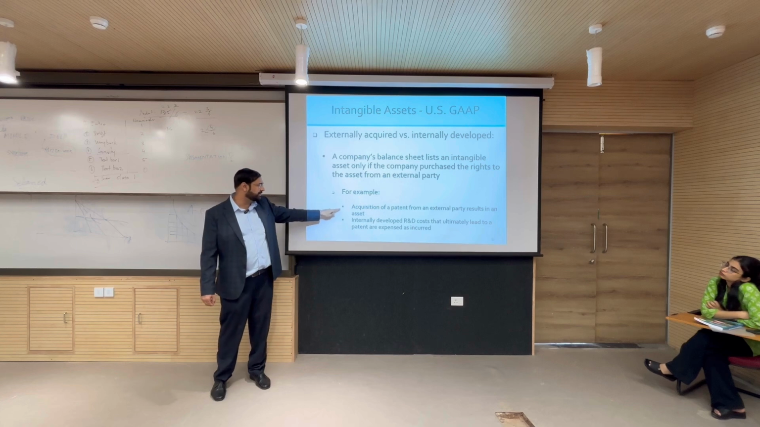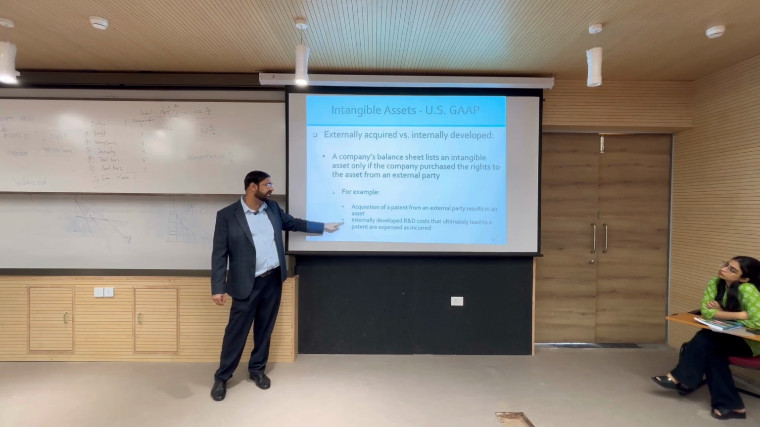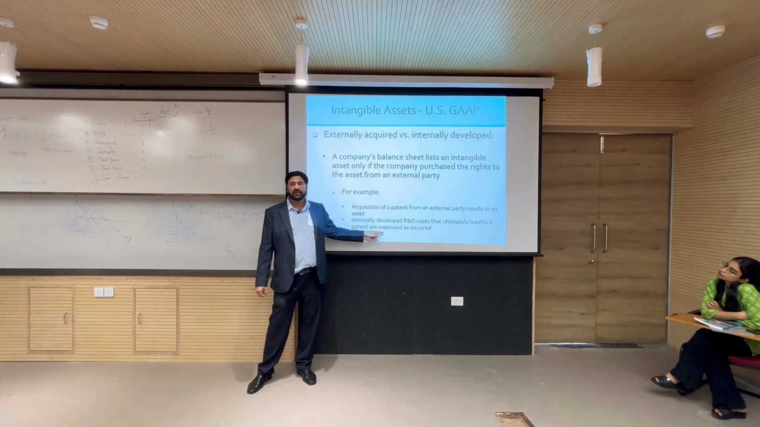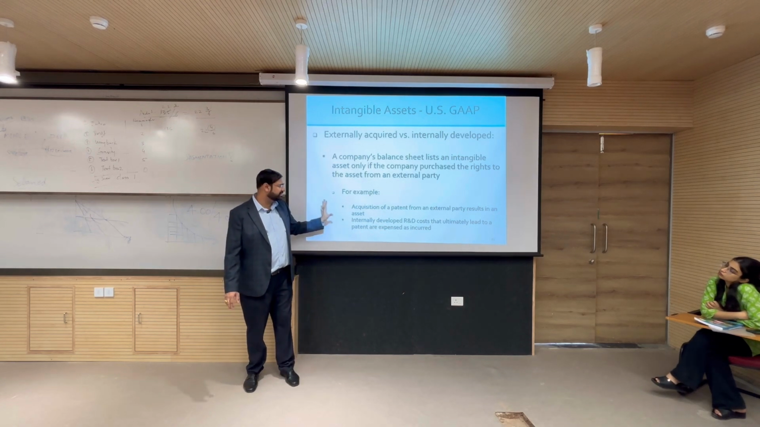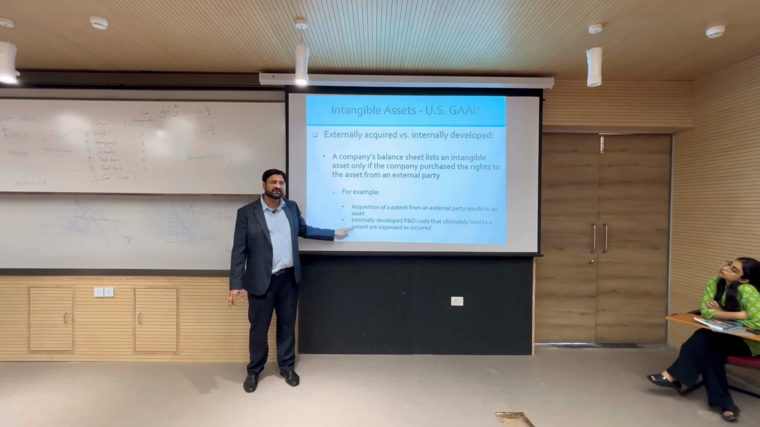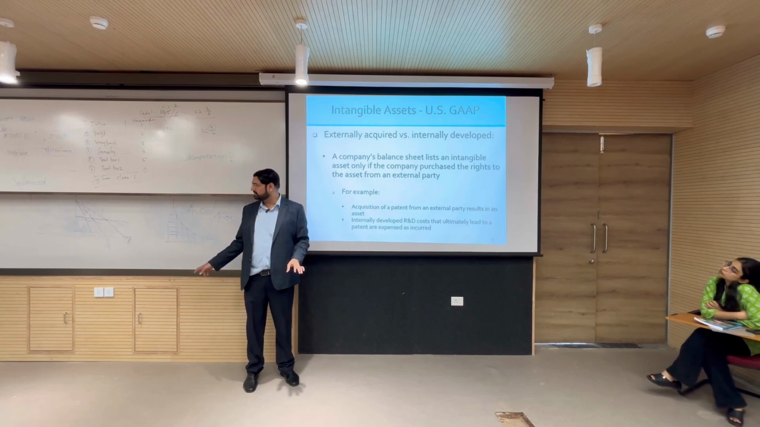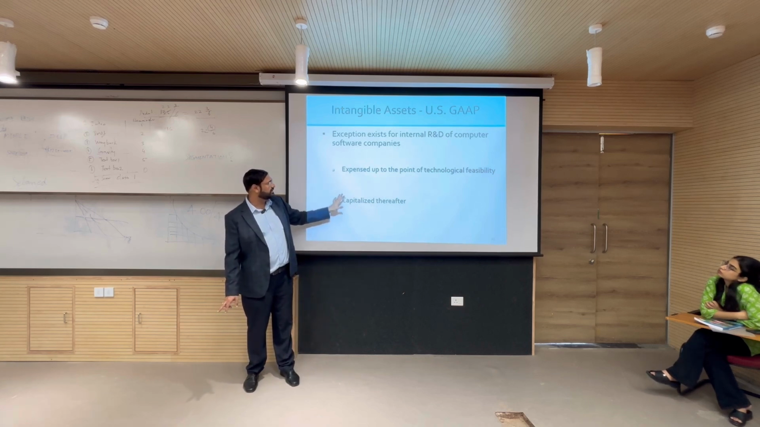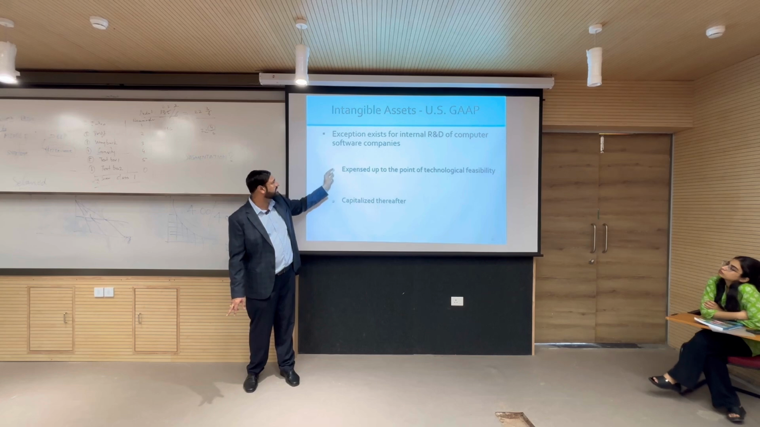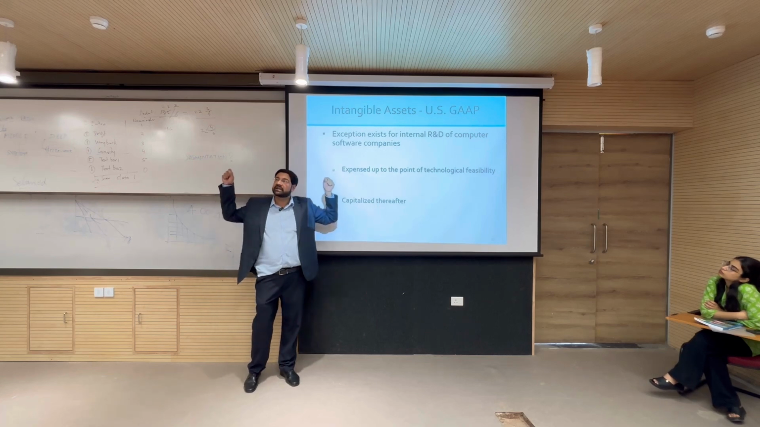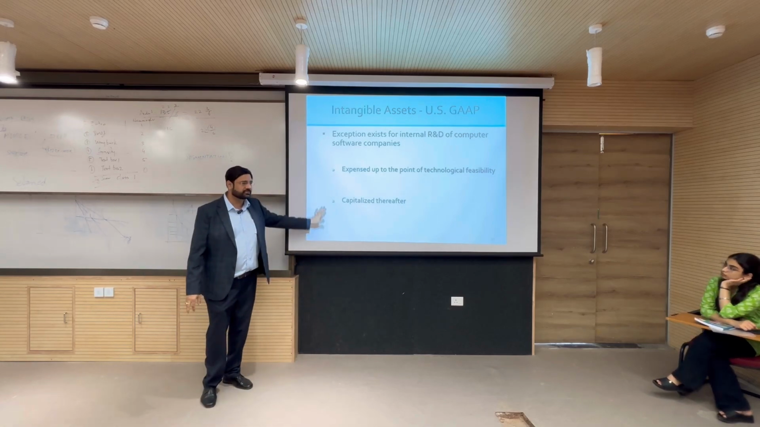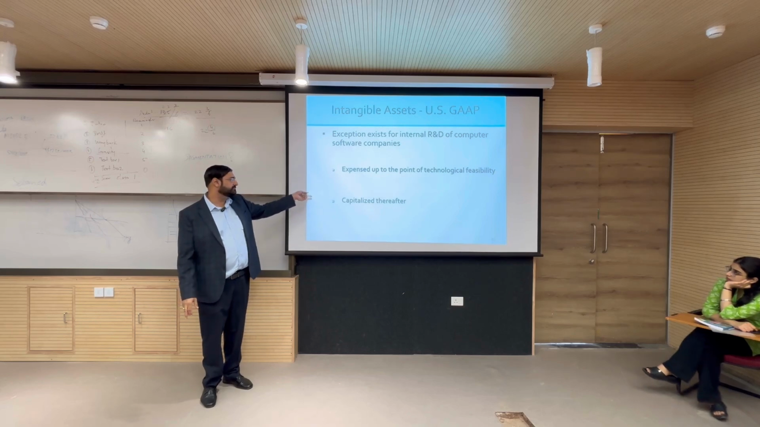Acquisition of a patent from an external party results in an asset, but internally developed R&D costs that ultimately lead to a patent are, look at this, expensed as incurred, but there is an exception coming up in the next slide. But the general rule is, this is the general rule, and the exception in the next slide is beyond the scope of this class. So, we will not even go into it, but I will just take 30 seconds. An exception exists for internal R&D of computer software companies, where up to the point of technological feasibility it will be expensed and thereafter capitalized. But do not worry about the exception. Go back to the previous slide.